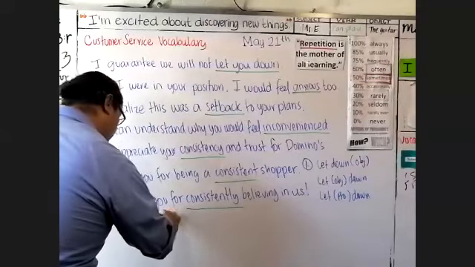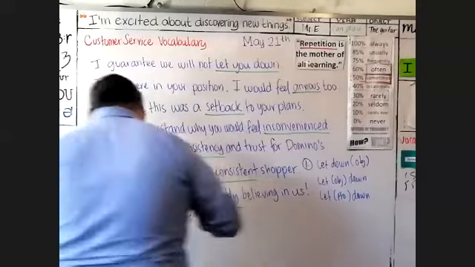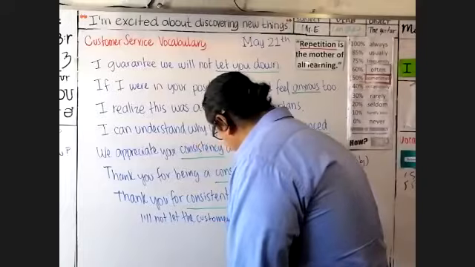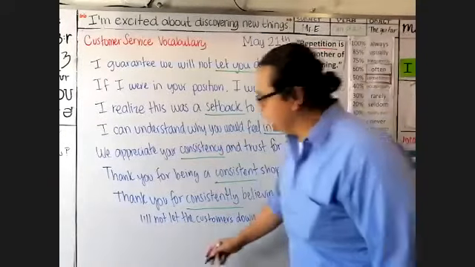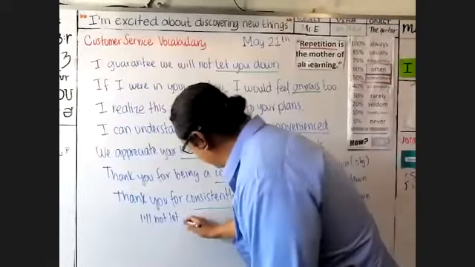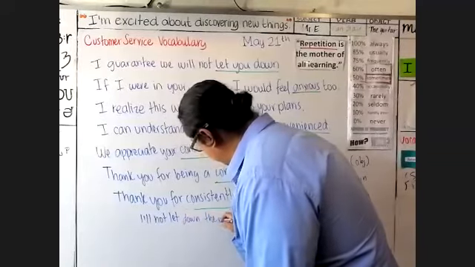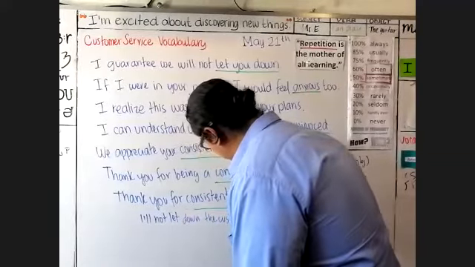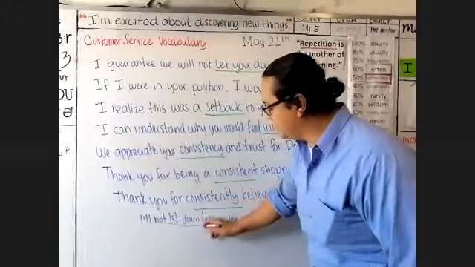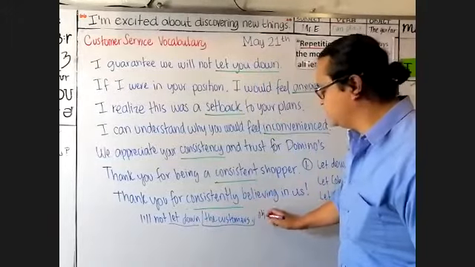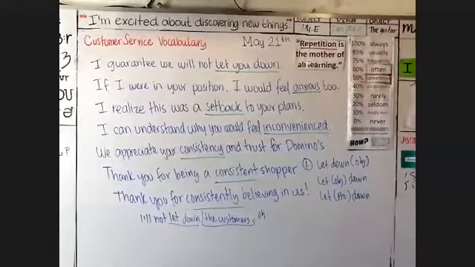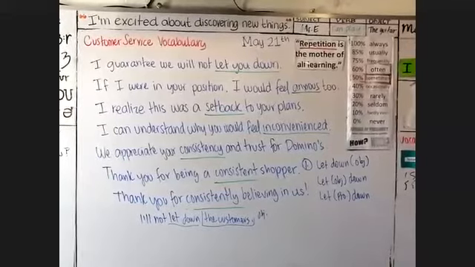I will not let the customers down. So here, or let down the customers. I'm sorry. Let down, that would be the second form. Let down the customers. Okay? So in this form, I will not let down the customers. We have the phrasal verb immediately followed by the object, which is the customers. All right. So that's form number one.